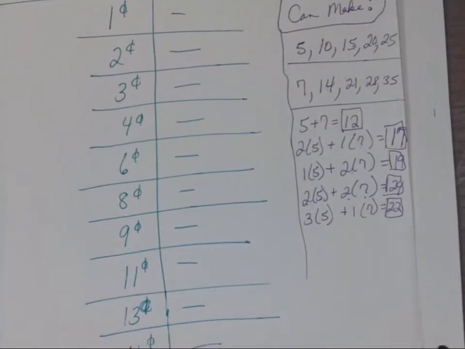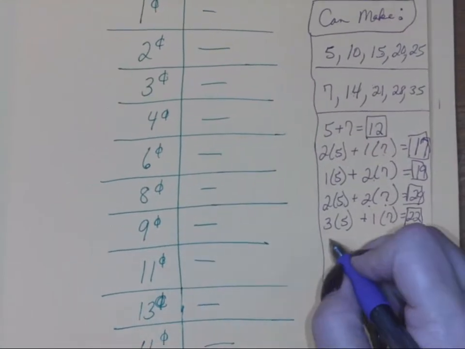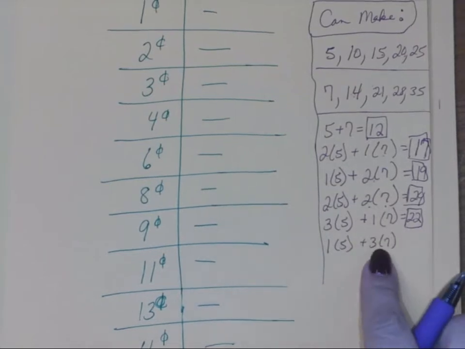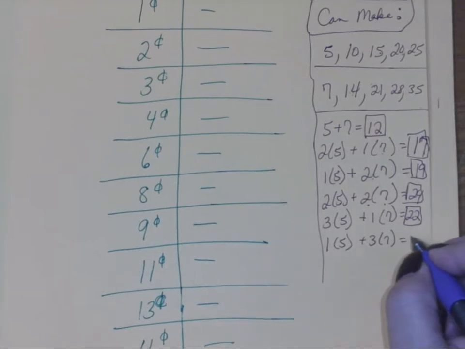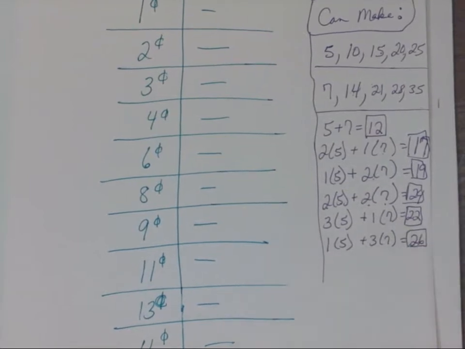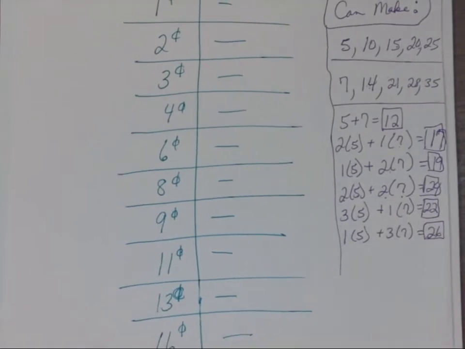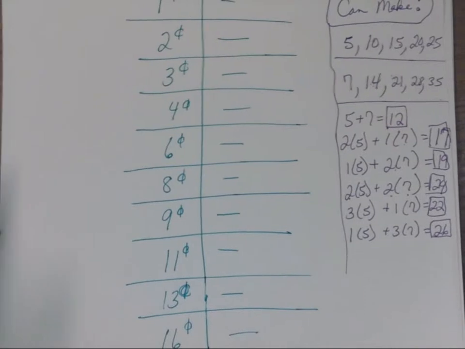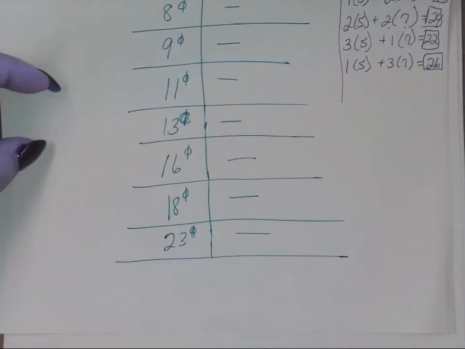Looking at 23, I don't see an obvious connection. You might try for the other combination, like 1 5 plus 3 7s. That would be a 21 plus 5 would be 26, right? Okay, so I feel like I'm getting away from the 23. So, okay, 23 doesn't look like it's going to work. I put him down here in the bottom of my pile. 23 doesn't look like he's going to work.